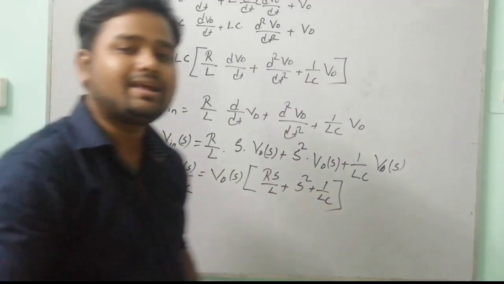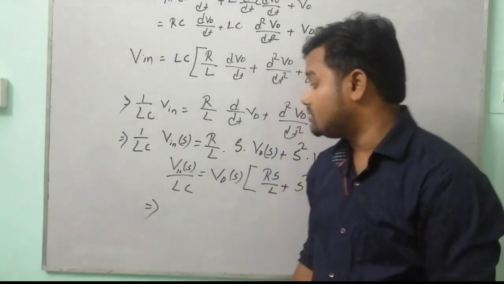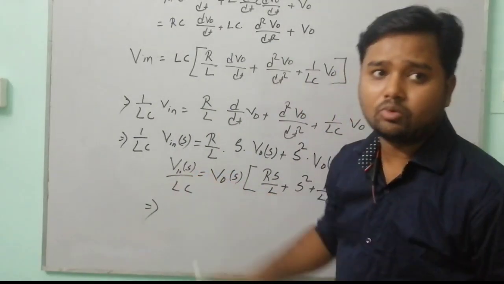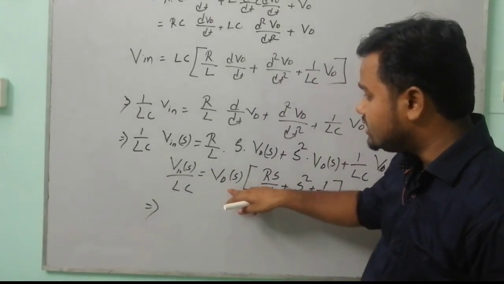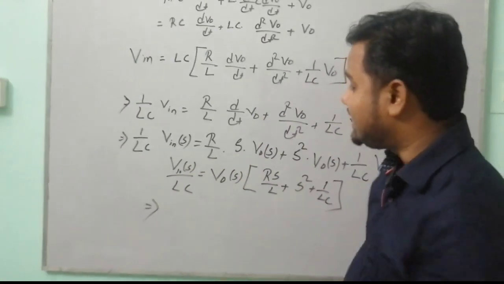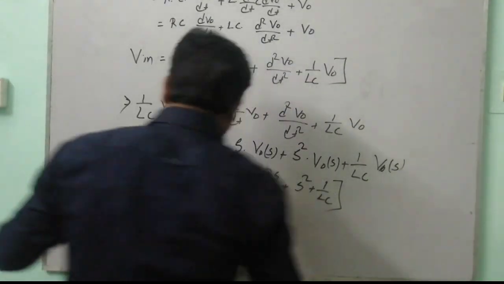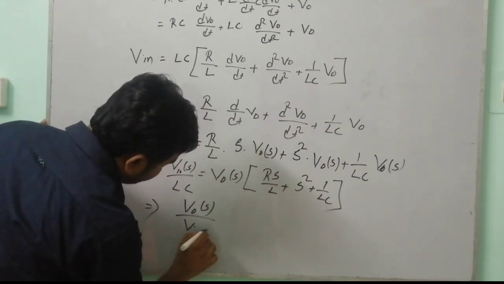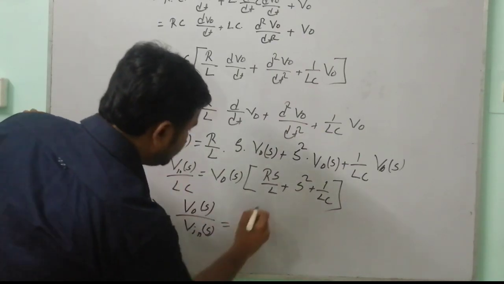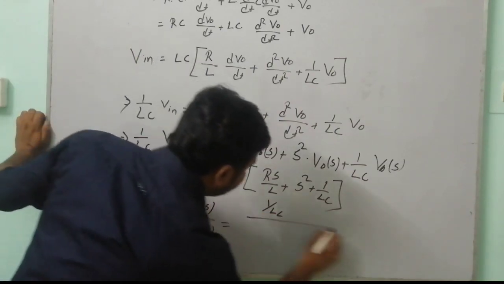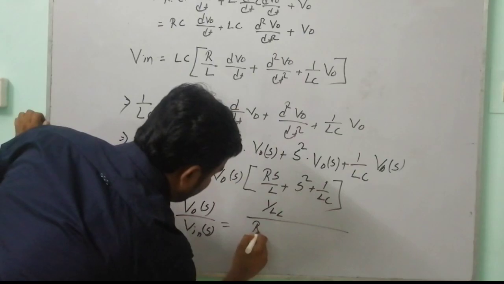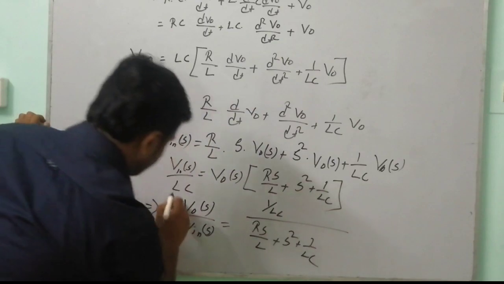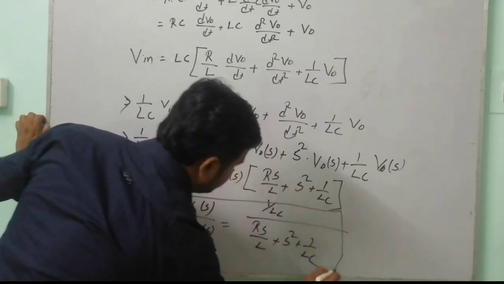We know what a transfer function is. The transfer function is the Laplace transformation of the output with respect to the input. So if you take V0 of S by Vin of S, that is our transfer function. Now V0 of S divided by Vin of S is equal to 1 by LC whole divided by this part, which is S square plus RS by L plus 1 by LC. This is the transfer function.